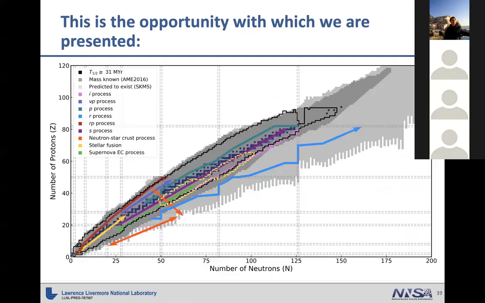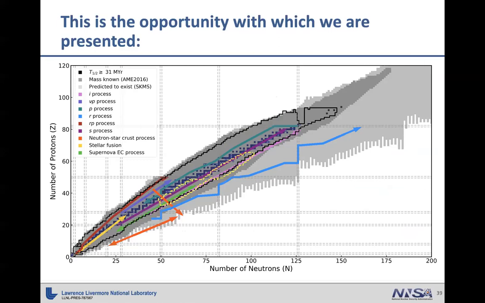So I want to wrap up. This is the opportunity we're presented with. So here's that plot I showed you in the beginning with the nuclei that we know, the nuclei we think exist, the schematic trajectories of these processes. The black envelope is everything that will be able to produce beam rates at sufficiently high rates to do surrogate measurements on, and this yellow envelope is what one could do with Caribou. So it's a very exciting time for these measurements.